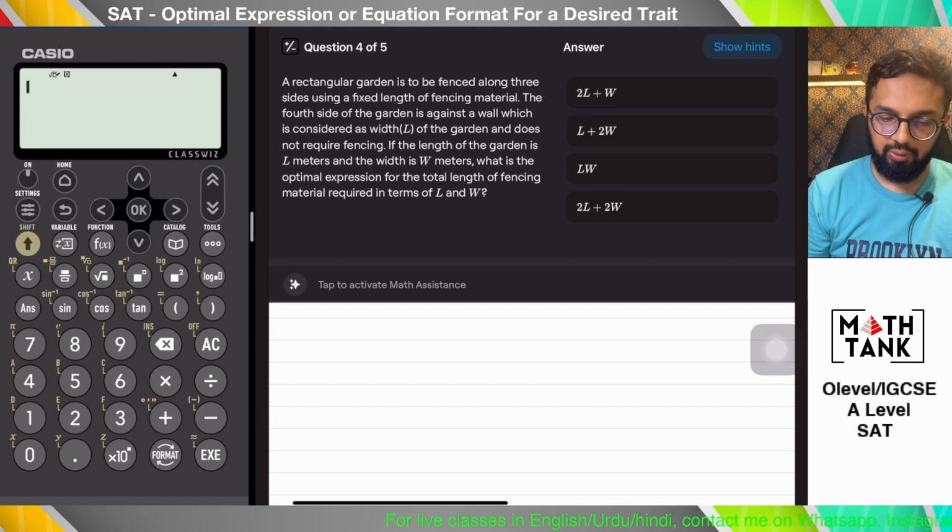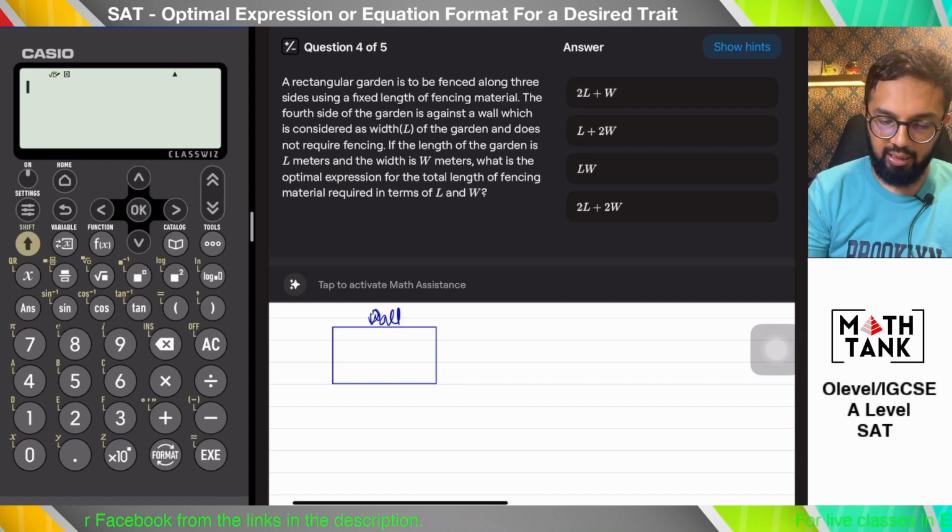Question number 4. It says a rectangular garden is to be fenced along the sides using a fixed length of fencing material. The fourth side of the garden is against a wall and does not require fencing. If the length of the garden is L and the width is W, what is the optimal expression for the total length of fencing? Okay, so which is considered as width of the garden. The width is called L for some reason.